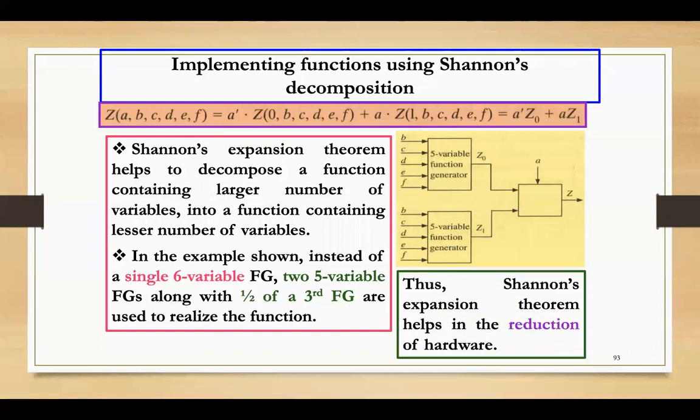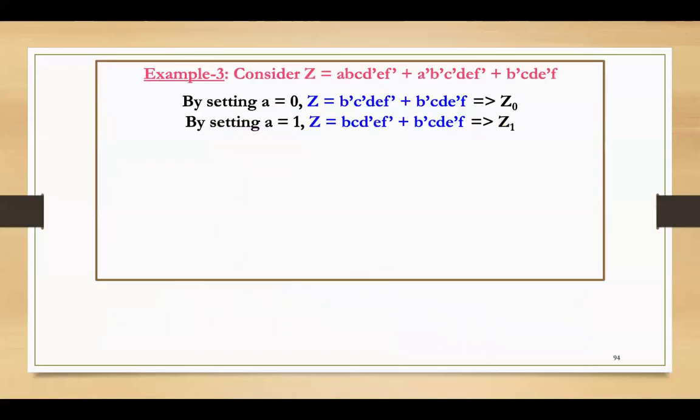So Shannon's expansion theorem helps in reduction of hardware. If I reduce the hardware, it means I'm reducing the amount of space, which means I can include more transistors or other functions on the same board. So this theorem is helpful in getting the function reduced. Let us take another example and we will understand it much better.